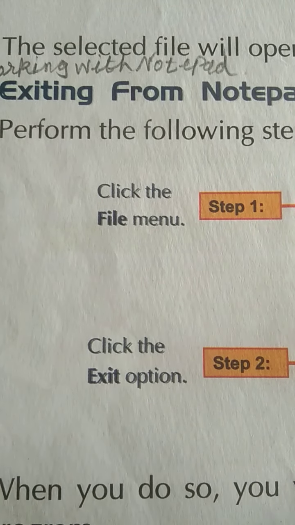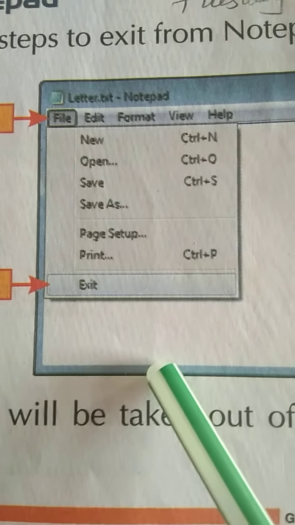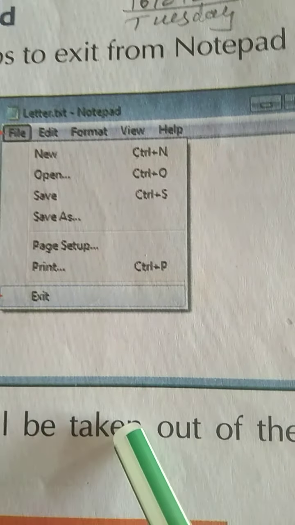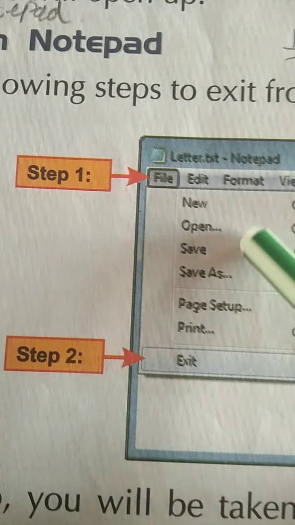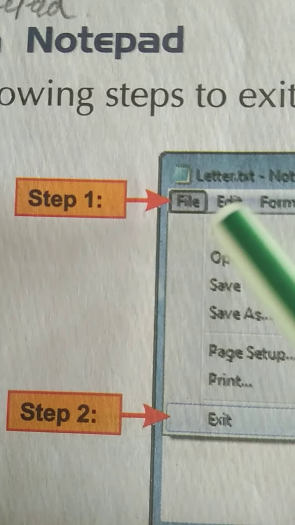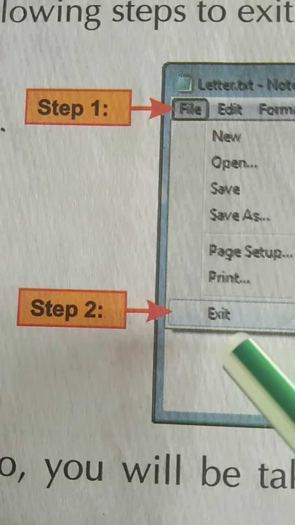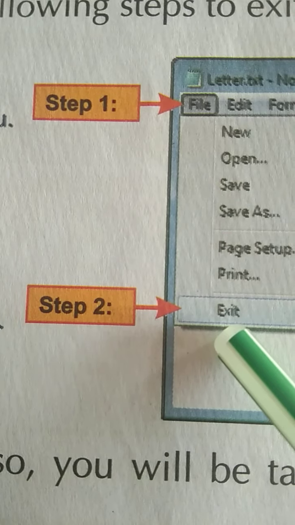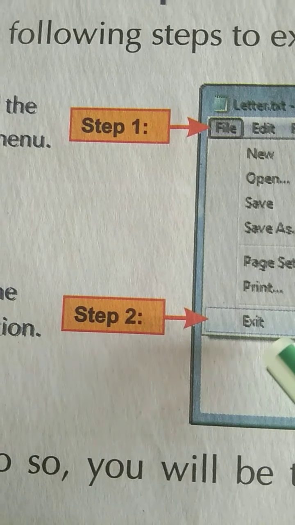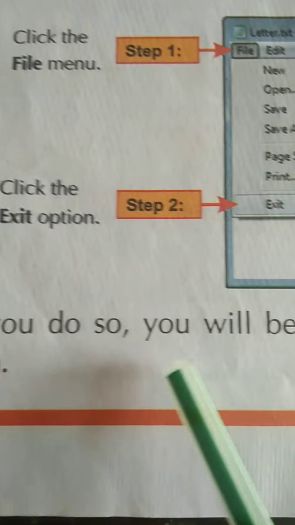When your program is on the screen, you can see this type of window. Okay, the Notepad program window you can see on the screen. On this screen you will see the File menu. So select this option File, and from the File menu you will see the last option, that is Exit. Just click with the mouse on Exit, and when you do so, you will be taken out of the Notepad program.